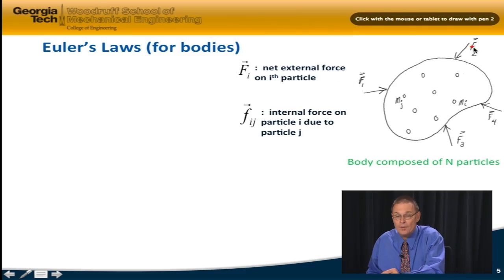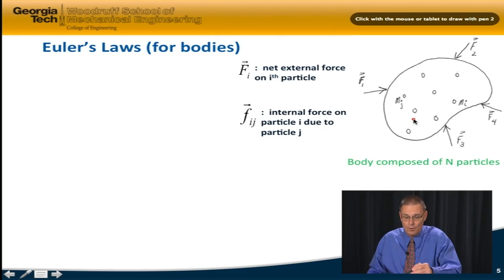There's a bunch of external forces acting on this system of particles or body. So I'm saying that F sub I is the net external force acting on particle I. And here's particle I right here. I've labeled it M sub I because it has a mass M sub I. Here's particle J. So I would say there are I through N particles in the body, so a total of N particles.